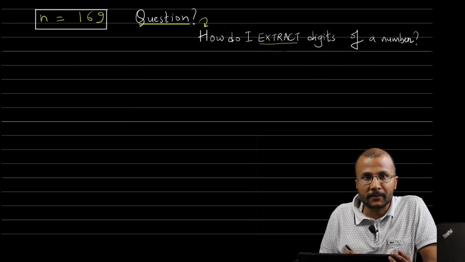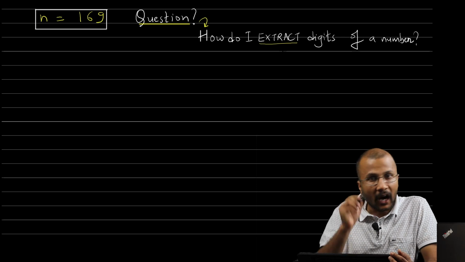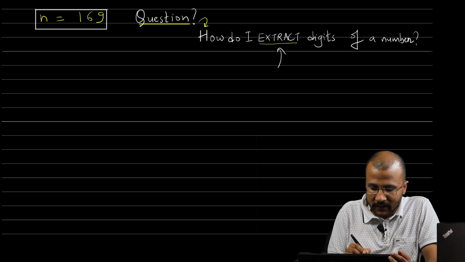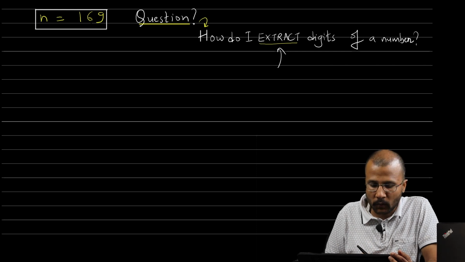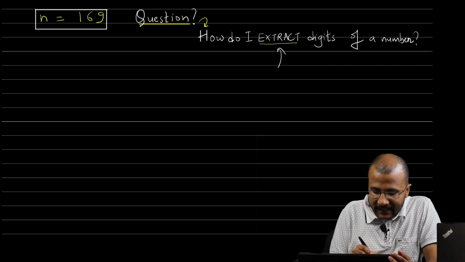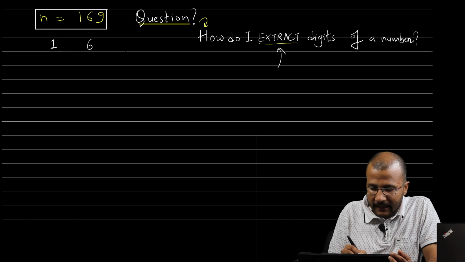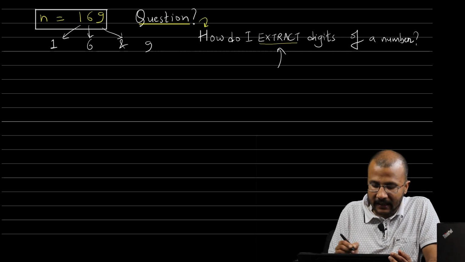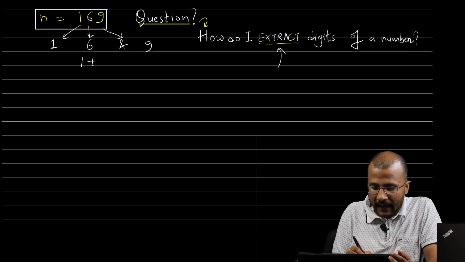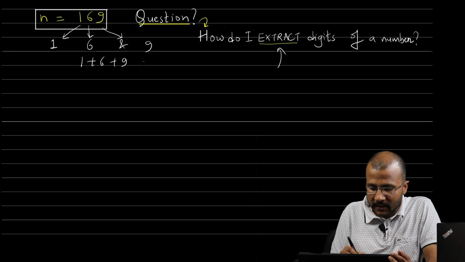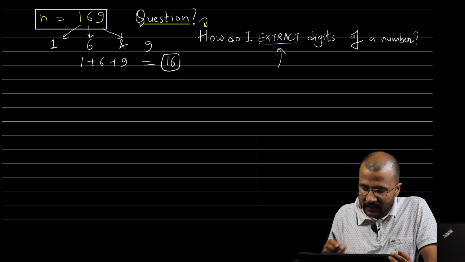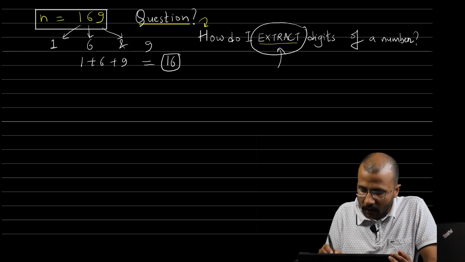In order to solve this problem, you may be thinking, how do I extract digits of a number like this? So in this number, a 3-digit number, 169, how do I extract digit 1, digit 6 and digit 9? I need to extract from this number digit 1, digit 6 and digit 9. After I extract, I have to add these 3 digits to get the answer, which is 16. So first thing is we need to extract digits of a number.